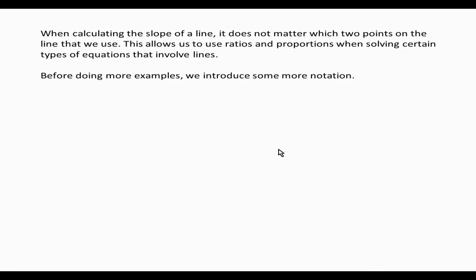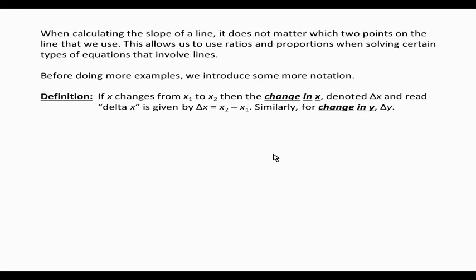Now, before doing more examples, we're going to introduce some more notation. Definition. If x changes from x1 to x2, then the change in x is denoted by this symbol, which is read delta x. That triangle is the Greek uppercase letter delta. It's given by delta x is equal to x2 minus x1. Similarly for the change in y, delta y. So delta y would be y2 minus y1. The Greek uppercase delta, when it's sitting in front of a variable, usually denotes change in that variable. And we could have a delta w, w2 minus w1, delta z would be z2 minus z1, and so on.